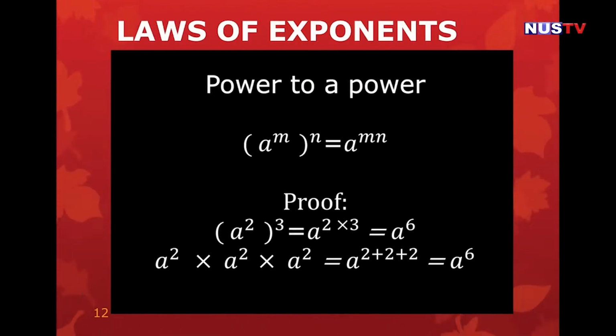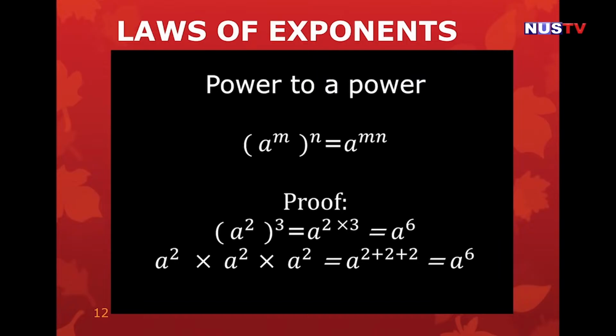Alright. Move on. The second law of exponent is called power to a power. That's when you have, in the bracket, a to the power of m, and outside the bracket is a power of n. According to this law, it is the same as a to the power of mn. You are multiplying m and n to give you the power of a.